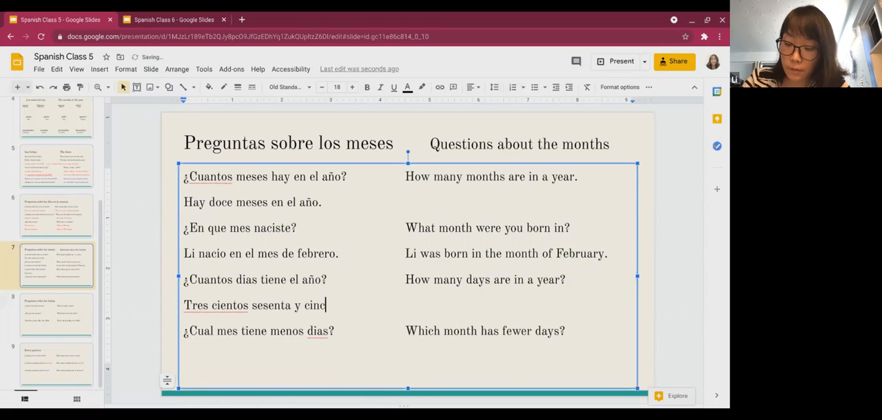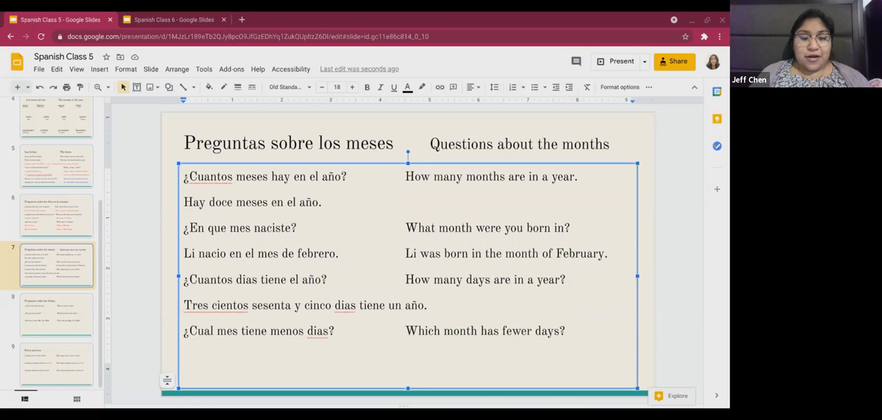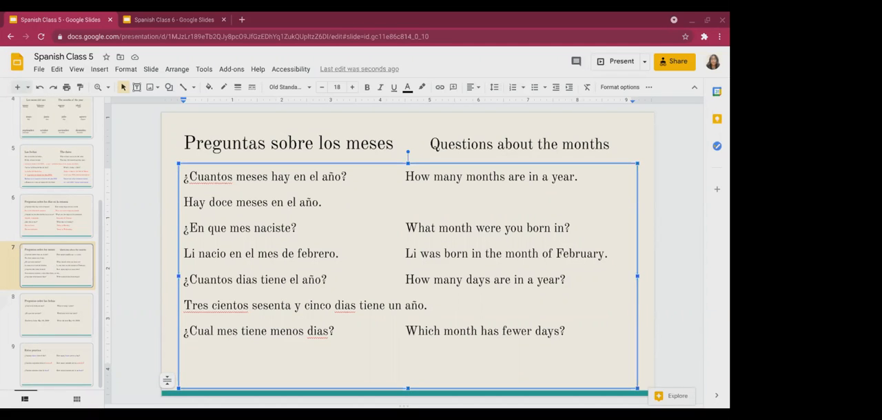365 días tiene un año. Right? Muy bien. ¿Cuál mes? Wait, is it the English say there are 12 months in a year? Which one is it? She's asking how many days are there in a year. How many days? Oh, there are 365 days.